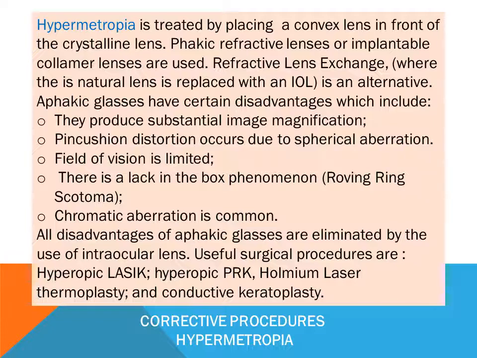Aphakic glasses have certain disadvantages, which include they produce substantial image magnification, pincushion distortion occurs due to spherical aberration, field of vision is limited, there is a jack-in-the-box phenomenon, roving ring scotoma, chromatic aberration is common. All disadvantages of aphakic glasses are limited by the use of intraocular lens. Useful surgical procedures are hyperopic LASIK, hyperopic PRK, holmium laser thermoplasty, and conductive keratoplasty.